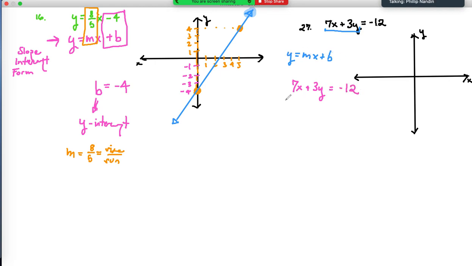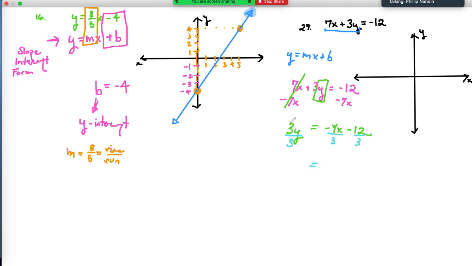Now, the way I do that is that I first subtract 7x on both sides. Because remember, I want to get y by itself. So I start by getting the things furthest away from y on the other side. Negative 7x minus 12 on this right hand side. 7x minus 7x is 0. Left with 3y over here. If I want to get y by itself, I divide by 3. And I have to divide each term by 3 over here.